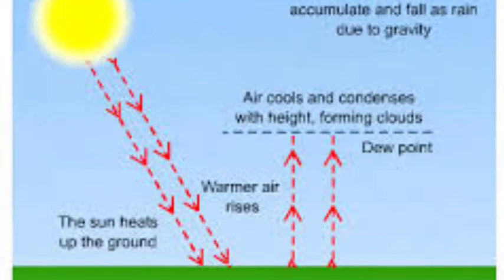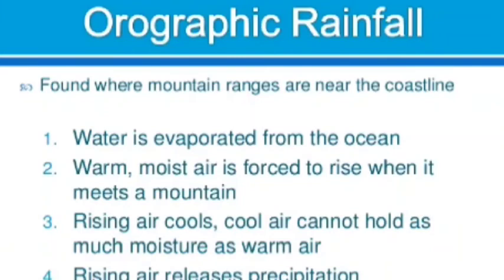Now, orographic rainfall. Orographic rainfall occurs mainly in coastal areas where mountain ranges are near the coast. Orographic rainfall is also known as orogenic rainfall. The word orogenic is derived from the Greek word oros.